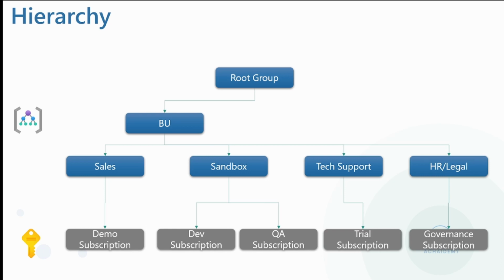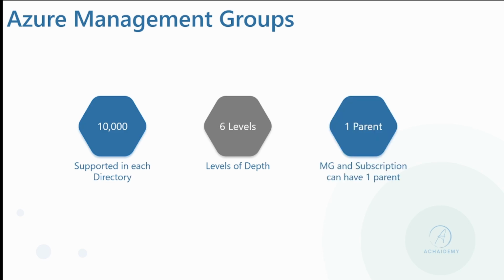Now, there are some key factors that we need to be aware of when using management groups. You can have up to 10,000 management groups in each Active Directory, which effectively means under the root group in the previous slide, you can have 10,000 management groups. And you can have up to 6 levels of depth when defining the hierarchy of management groups. And finally, every management group and every subscription can have only one parent, which means that you can only assign a subscription to one management group, but not to multiple.